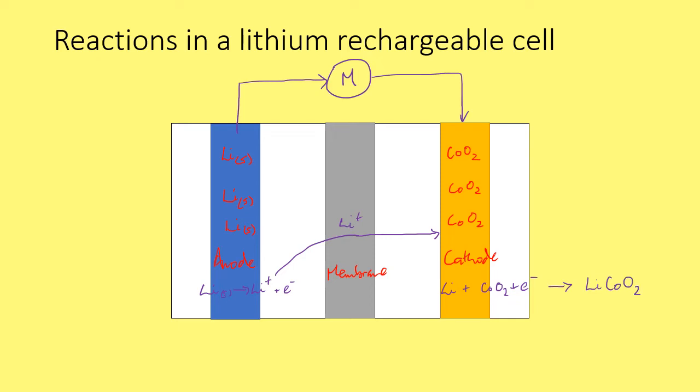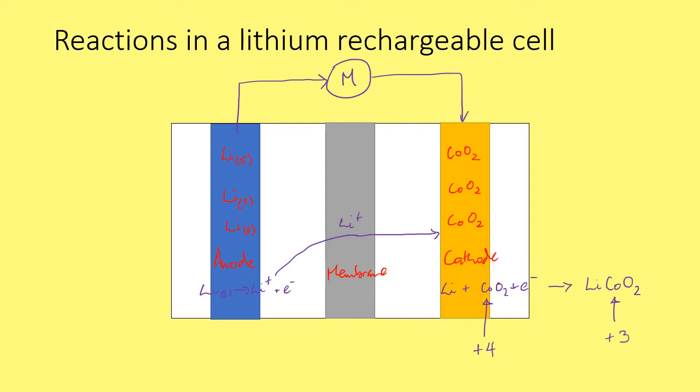In the process the cobalt has changed oxidation state. The oxidation state of cobalt in cobalt oxide is +4, but the oxidation number of cobalt in lithium cobalt oxide is only +3. So you can see this electron that was with the lithium atom and has gone around the circuit has actually jumped onto the cobalt ion in lithium cobalt oxide. So that's the process that goes on.